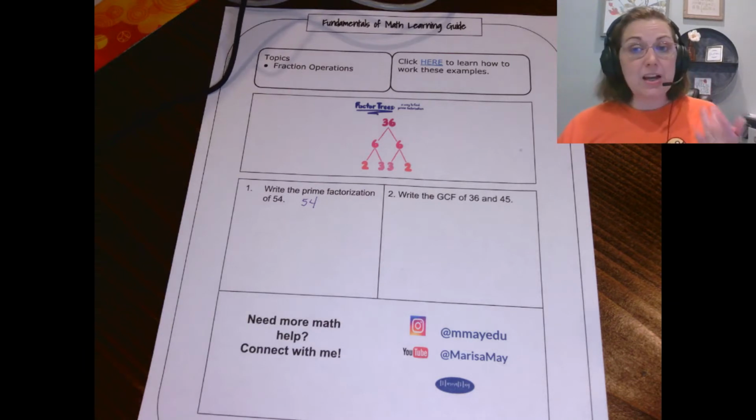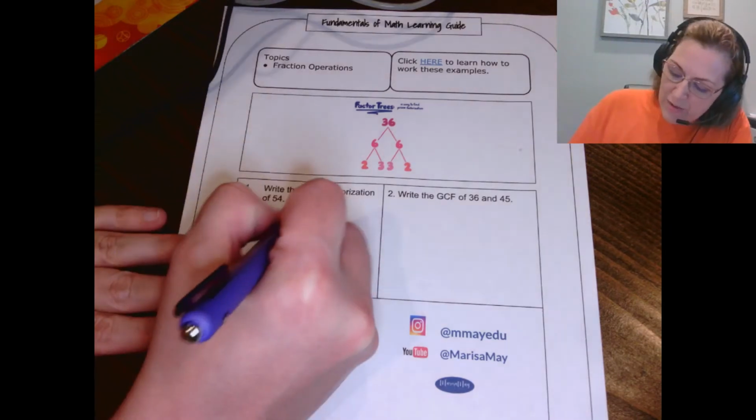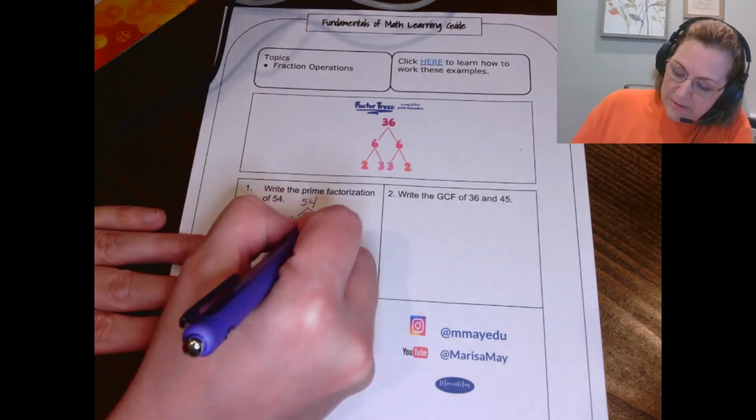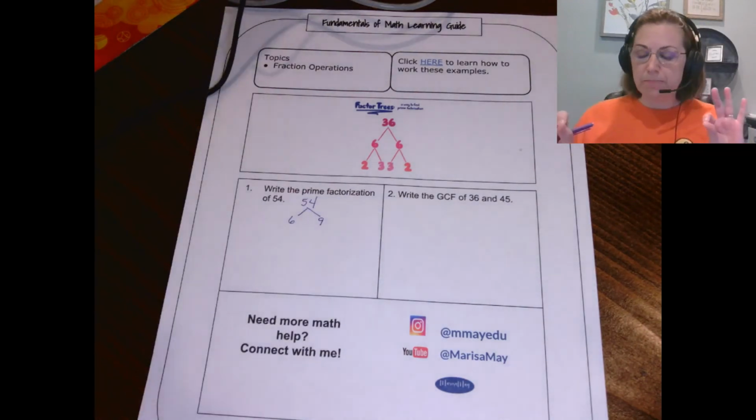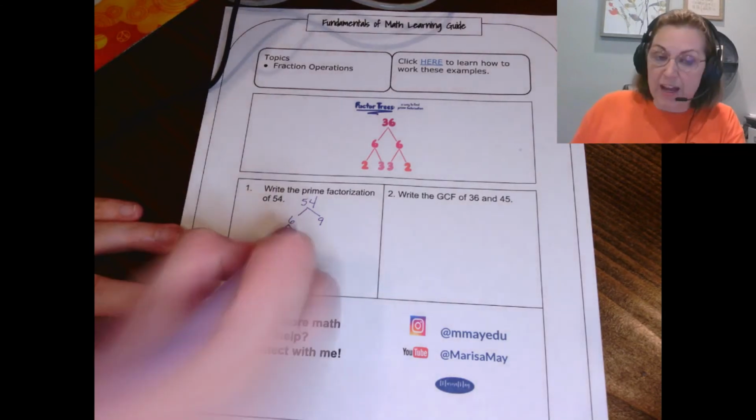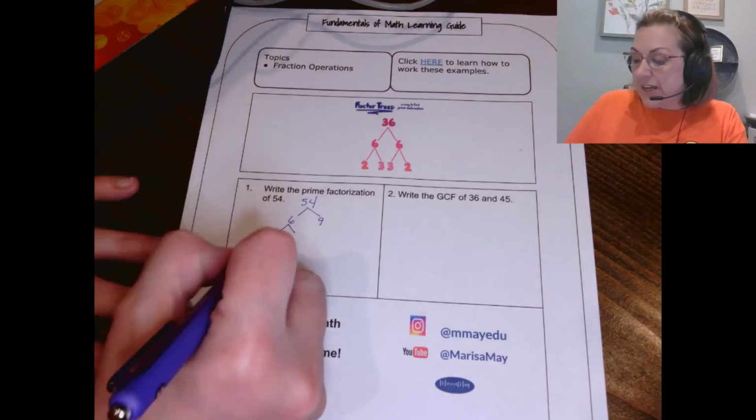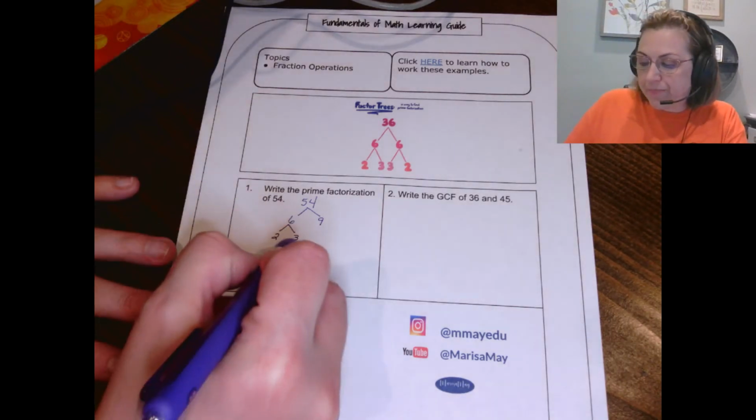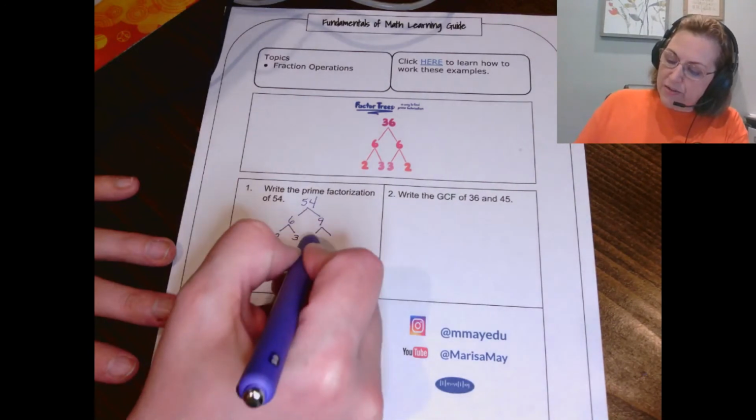Now, you may be thinking, oh, 54. I remember 6 times 9 is 54. And so I would write it as 6 times 9. So I make two little branches. Now, you're going to have to work on each of the branches here because now you want to ask yourself, okay, what two numbers are going to give me 6? Well, that's 2 and 3. And then what two numbers are going to give me 9? That's 3 and 3.